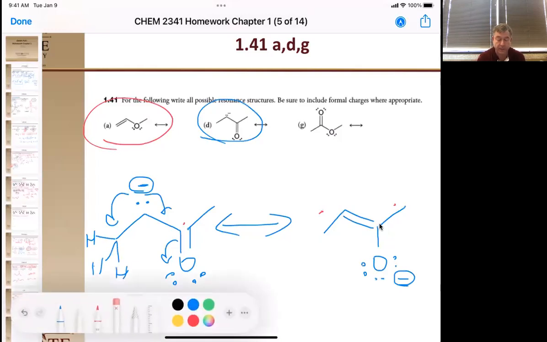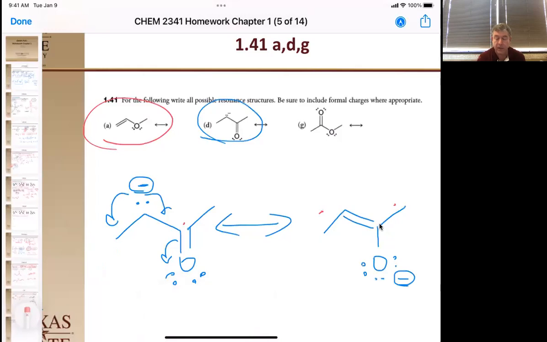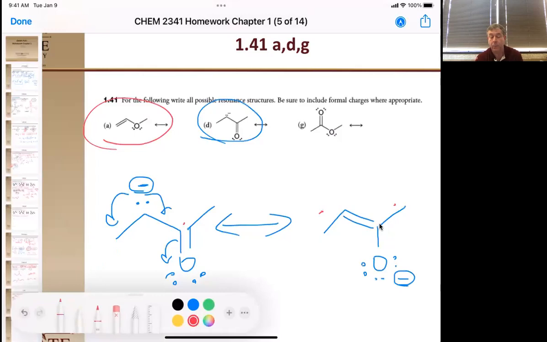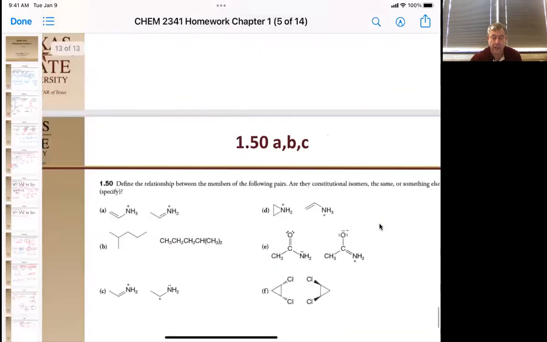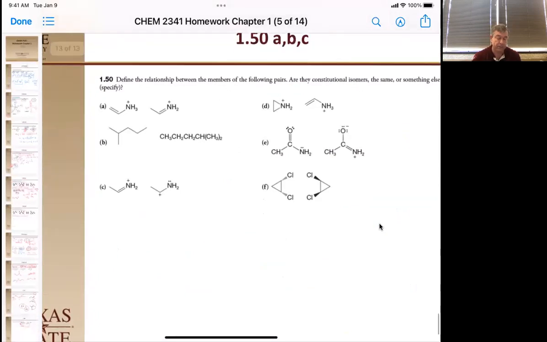So we have to go the other way, and when we go the other way, we can move the electrons onto oxygen. Now, which of these is the more stable resonance structure? Remember that when you have your negative charge on the more electronegative atom, it's more stable. So this is going to be slightly more stable than this one here, but they are perfectly valid resonance structures.